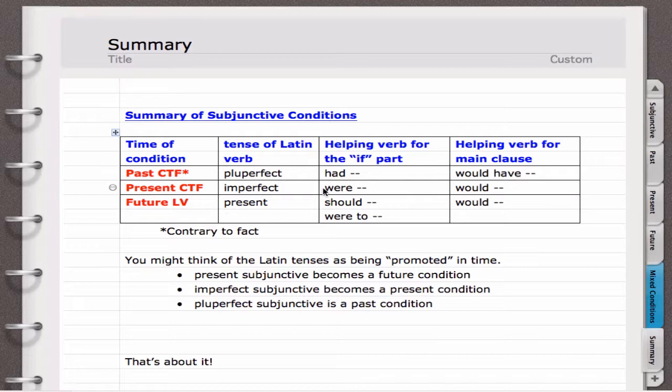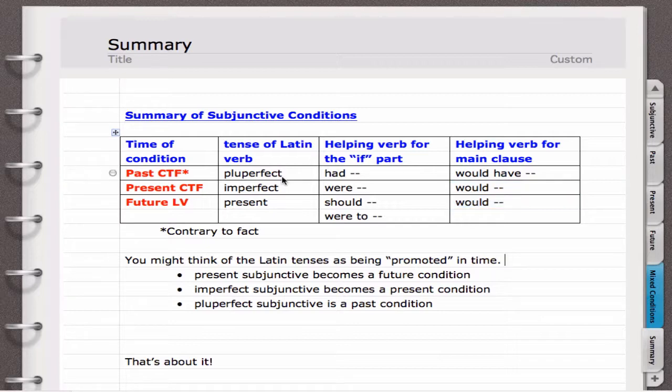If you see an imperfect in the if part, you translate it "were." If I were rich. If I were walking along the park at the time. Right? If I see the imperfect in the main clause, translate it "would." For a future less vivid condition, if I see the present subjunctive, you could translate it "would," or you could do "were to" if you wanted to, or you could just stick to the "should." Note that these two are pretty tricky because this one is imperfect. You translate it "would." This one is going to be present. I still translate it "would."